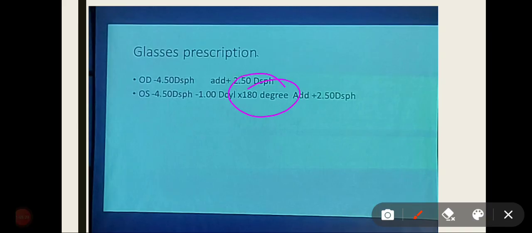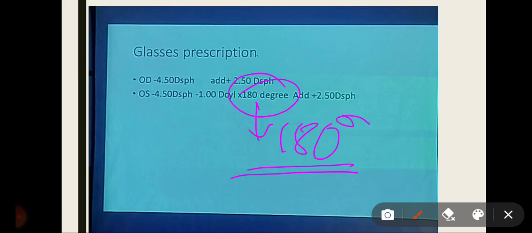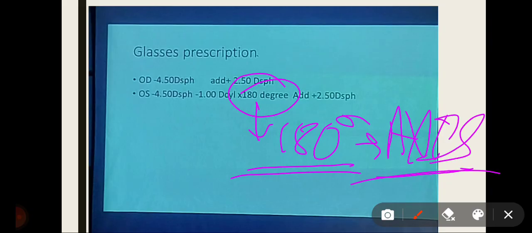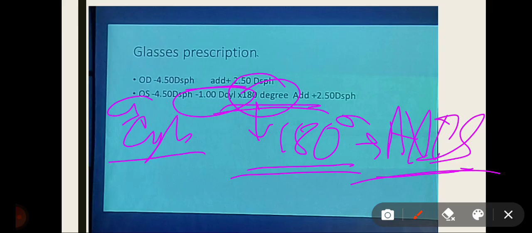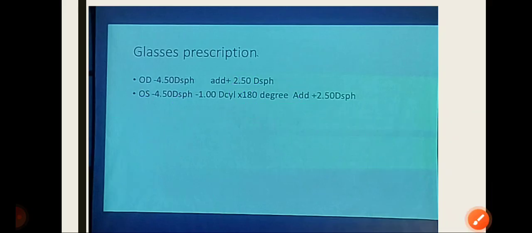This is 180 degrees. So what is this? It is the axis. It is only written when the cylindrical is present. If a cylindrical is present, we have to write the degrees. It represents the orientation of the astigmatic meridian. This ranges from 1 to 180 degrees. And important, the axis has no power, only one direction.